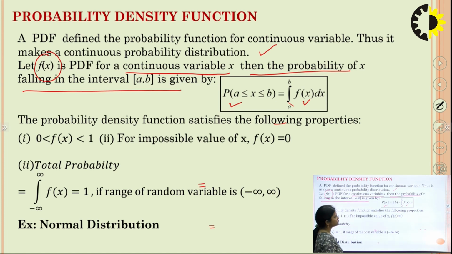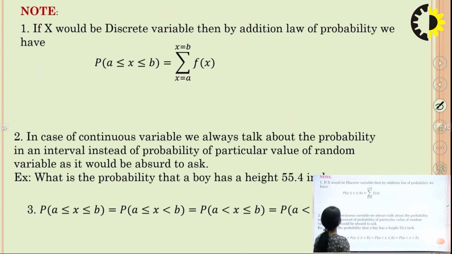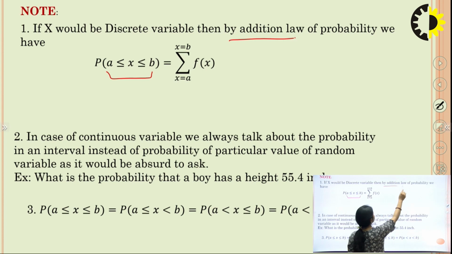See, we can discuss how we have obtained this integral in this form. What is this form? If x is a discrete variable instead of a continuous variable, think of the situation when we have x as a discrete variable, then the probability of x lying in the interval a and b can be obtained just by addition law.